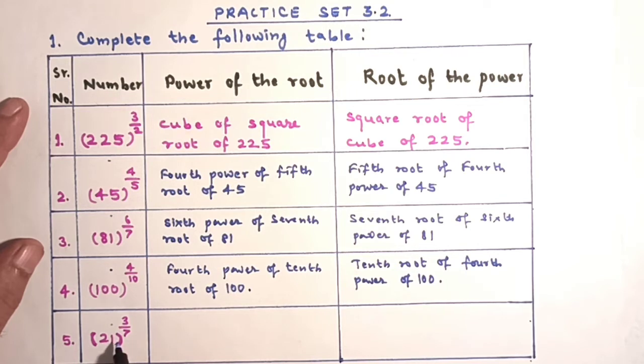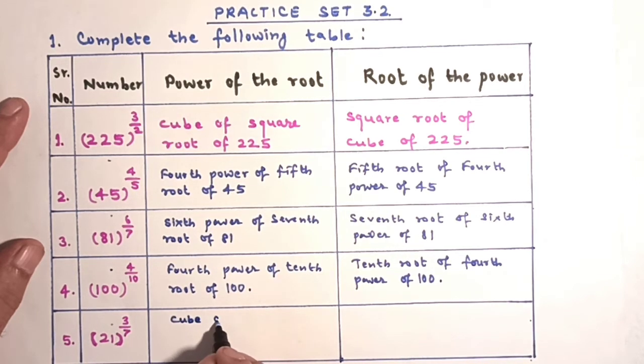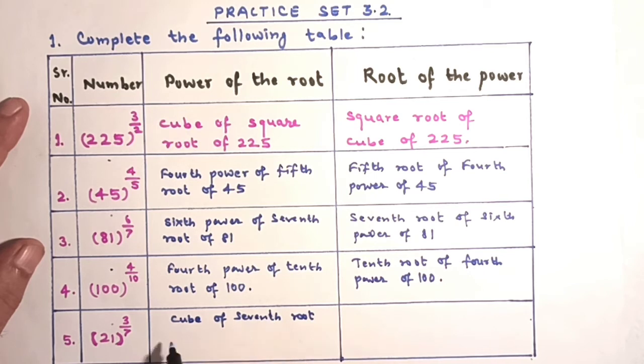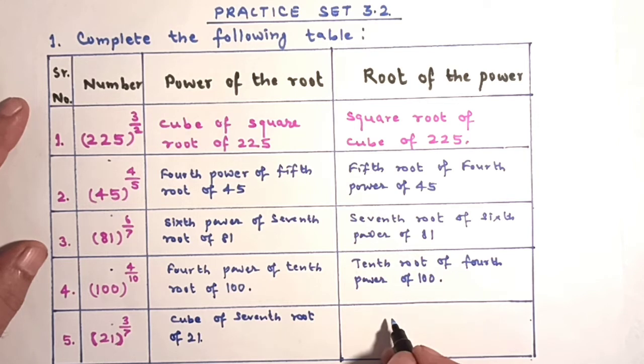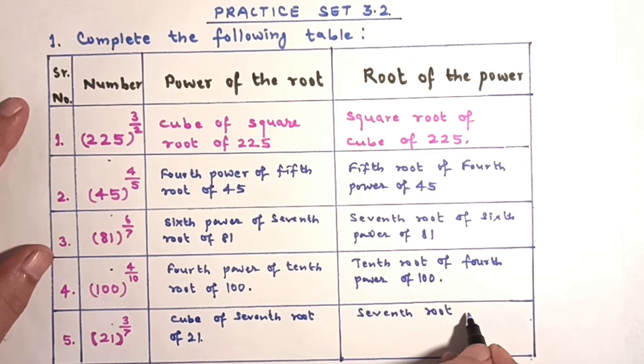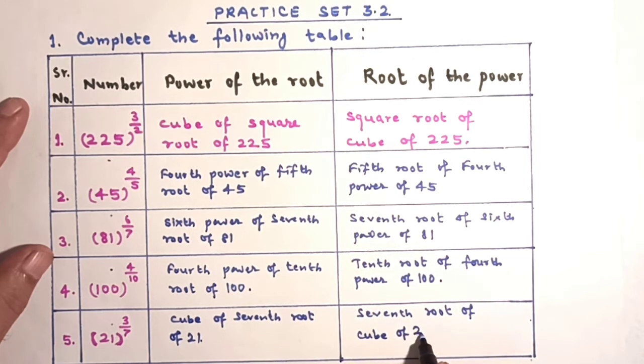21 raised to 3 upon 7. So here 21 is your base, 3 is your power. 3 means cube, so we'll write cube. Please remember it is cube. Cube of 7th root of 21. In the second column, 7th root of cube of 21.